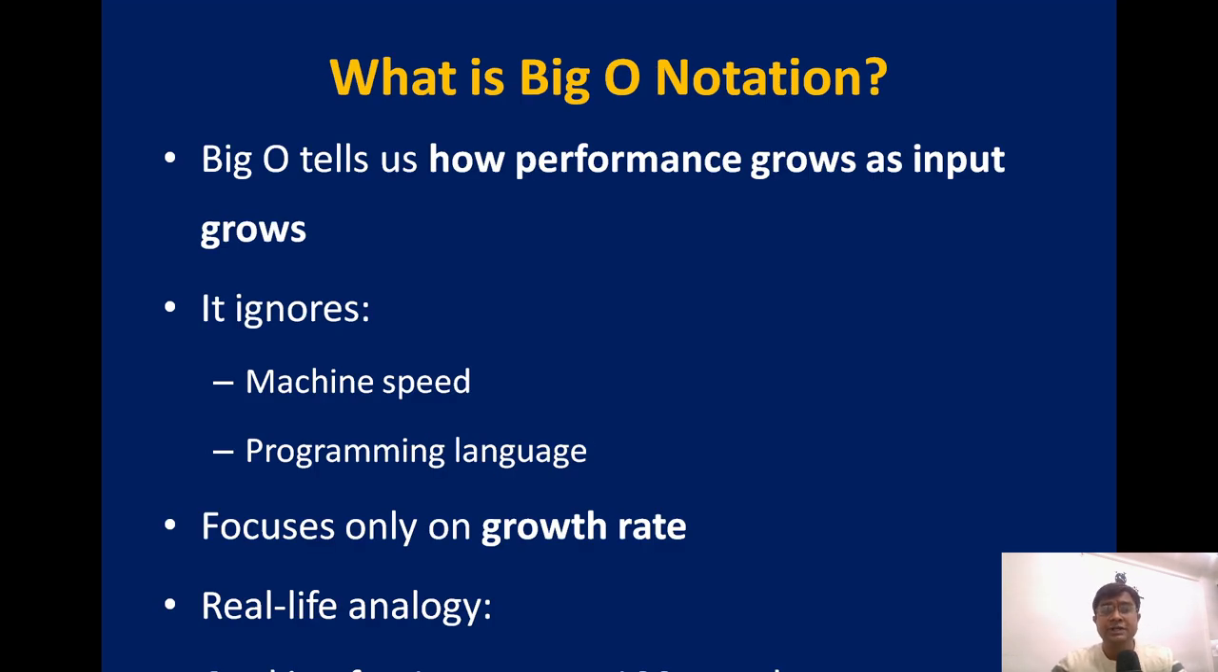What is big O notation? Big O notation tells us how performance grows as the input grows. It ignores the machine speed and the programming language. These two things are not taken into consideration. Machine speed is not considered, and programming language is also not considered. It focuses only on the growth rate.